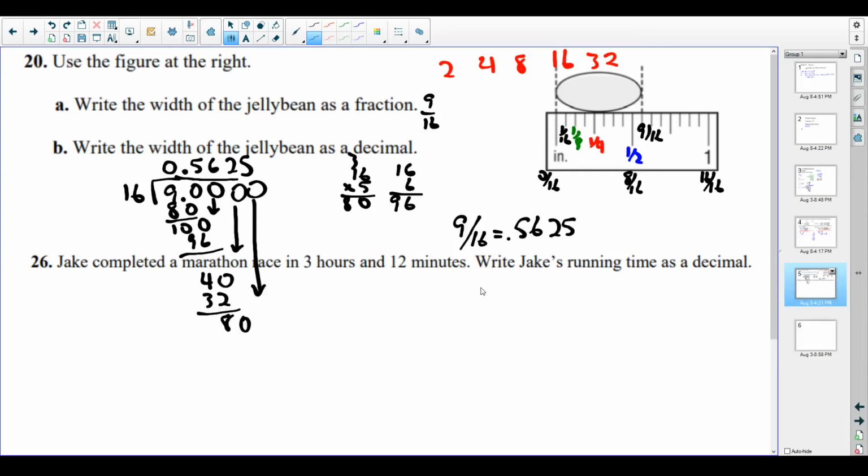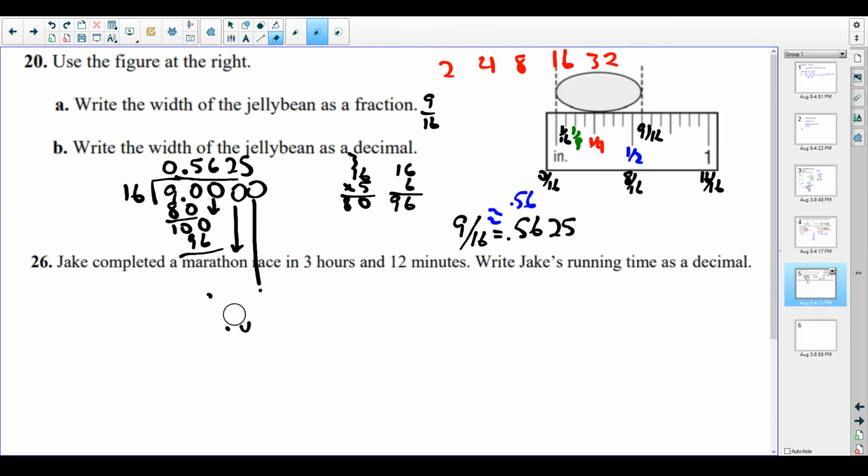And that's it. Normally though, in 8th grade, we'll say round to 2 places. So if you got to 562, we could say, well, 2 will round down. So 9/16 is about 0.56. And that probably would have been good enough here. Okay. Last one.